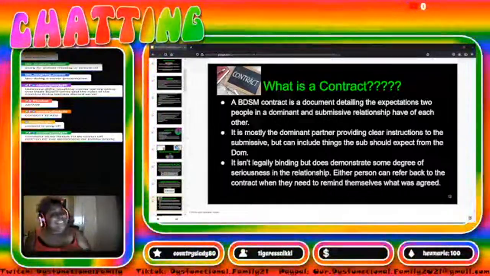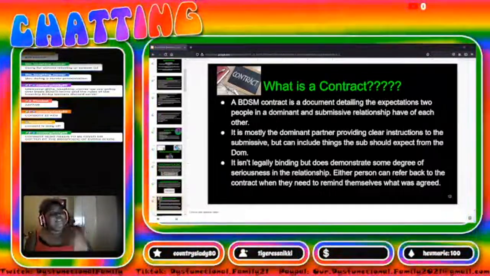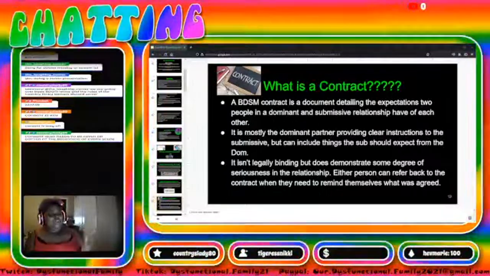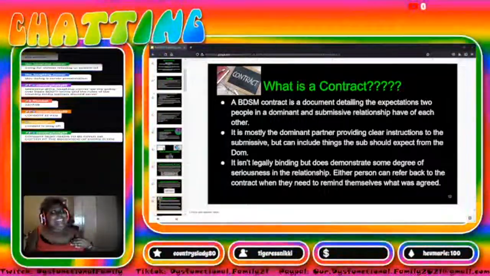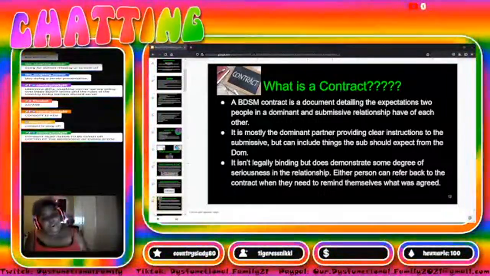A contract is not legally binding, but it can show that they're serious in what they do and who they are. And it's always a good referring point. If there's a question like, what were my rules again? It's going to be in that contract. So you can always go back and look at it.